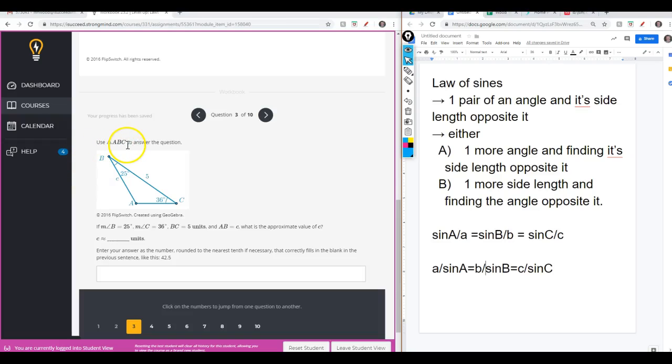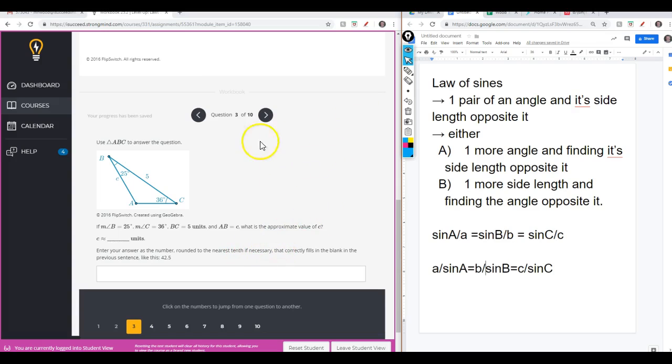Alright, use triangle ABC to answer the question. If the measure of angle B is equal to 25 degrees, the measure of angle C is equal to 36 degrees, the length of BC is equal to 5 units, and the length of AB is equal to c, what is the approximate value of little c? Little c is approximately blank units. Enter your answer as a number, rounded to the tenth if necessary.